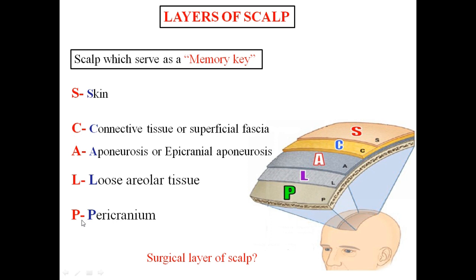Whereas the pericranium is concerned, it is a periosteum covering the outer surface of the skull, and it is easily stripped off except at the sutures.